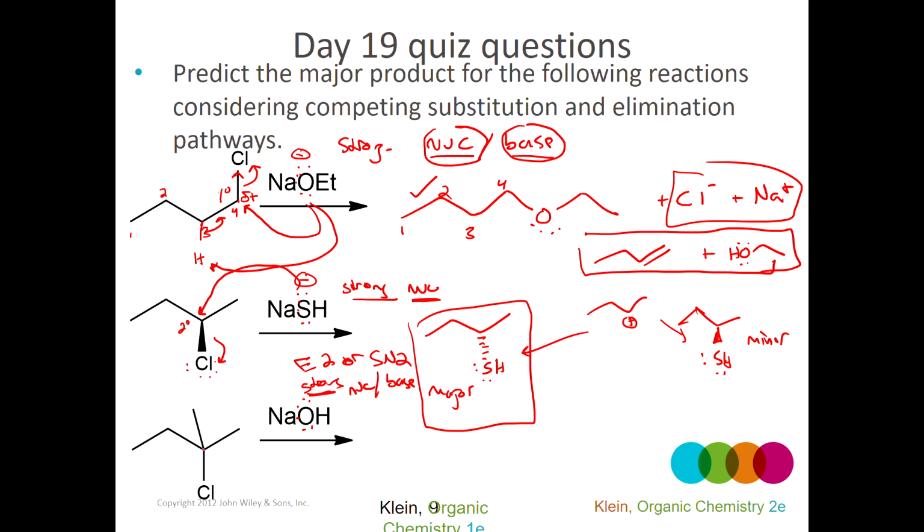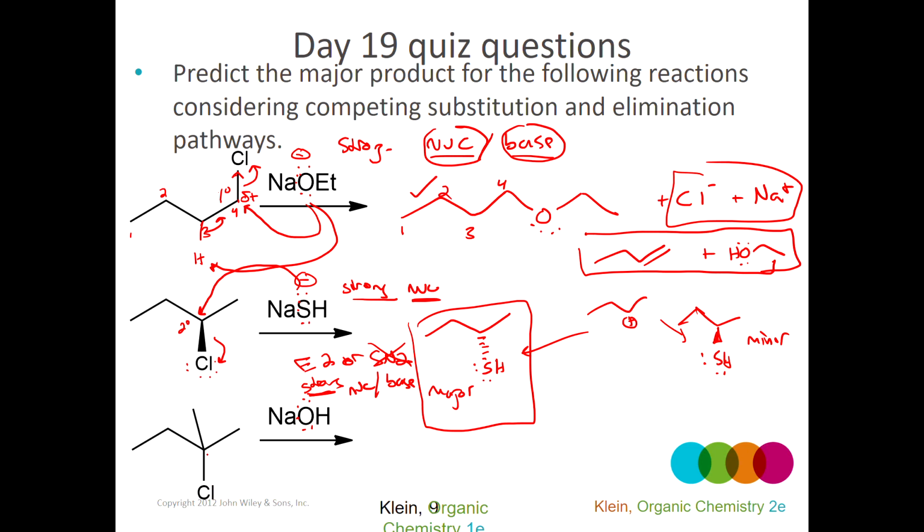But I can't do an SN2 because it's a tertiary carbon, so that's ruled out. Right? So I have to look at this substance reacting, whether it's strong or weak, and whether it's a base or a nucleophile, and I have to look at the substrate to see how crowded it is. There's a lot of things going into this consideration, so you should definitely practice a lot of these from the textbook.